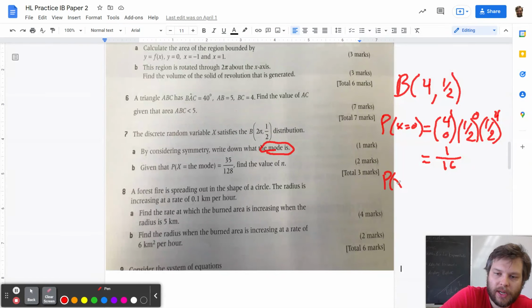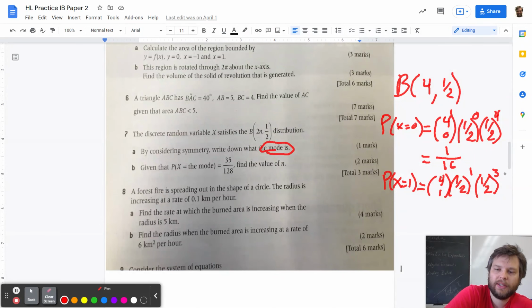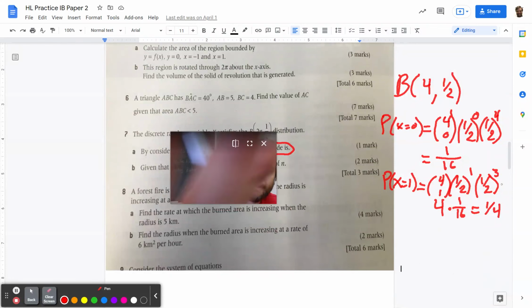We can keep going and get P of x equals 1. P of x equals 1 is going to be 4 choose 1. So now we have 1 success, so 1/2 to the first power, 1/2 to the third power, and that's going to be 4 times 1/2 to the fourth power, so 4 times 1/16, and so that's just going to be 1/4. So a lot more common than x equals 0.